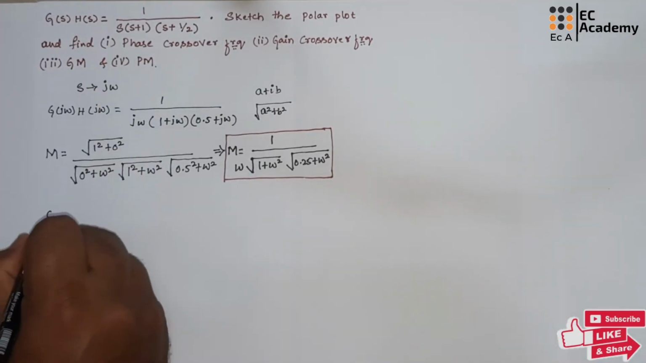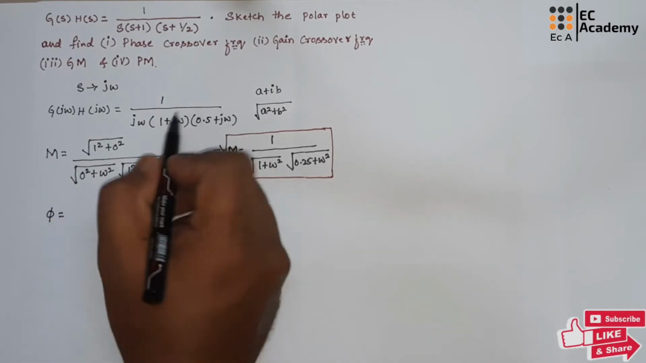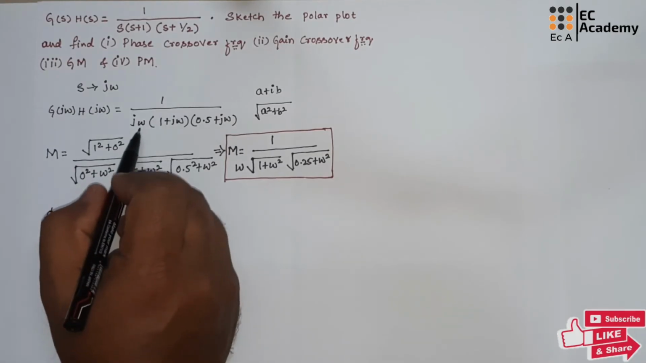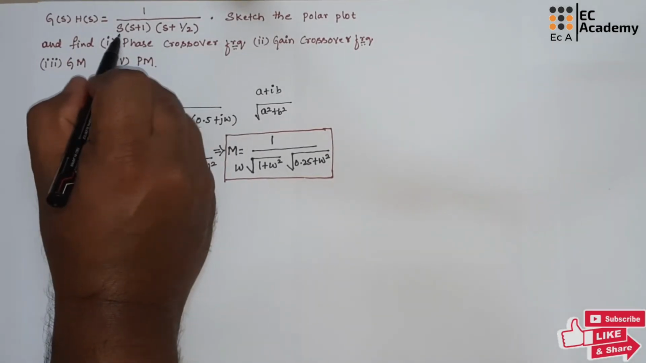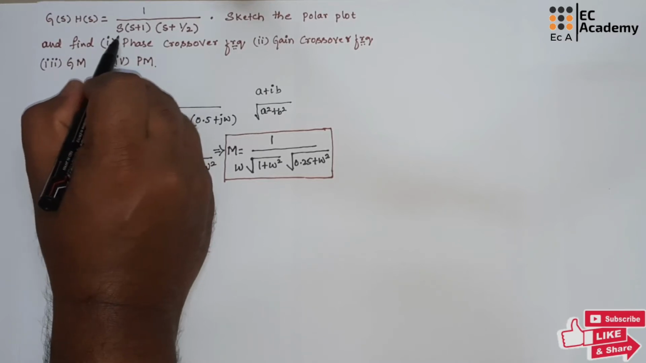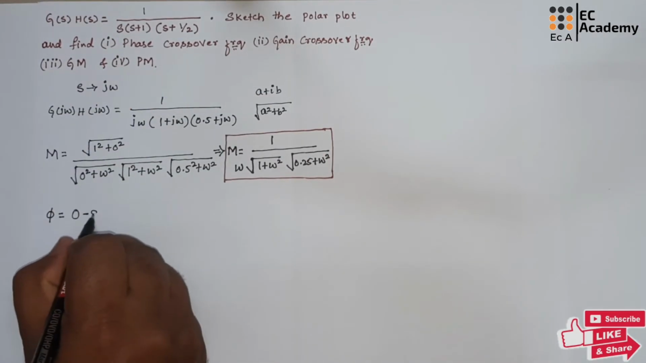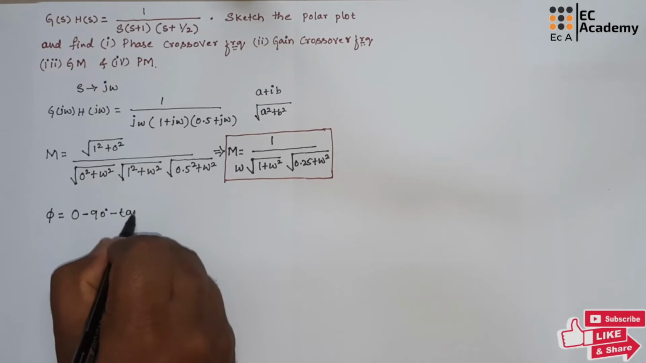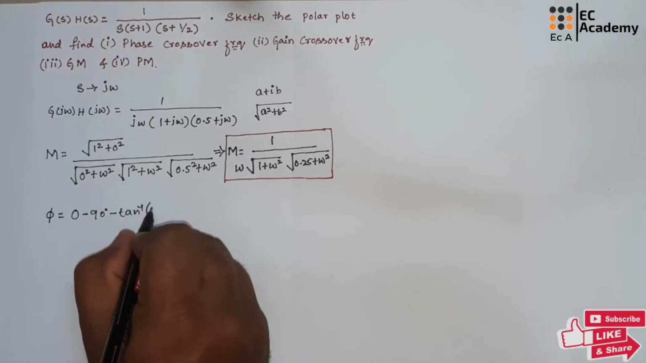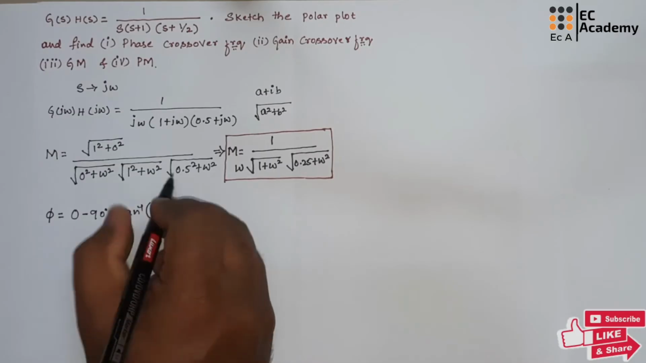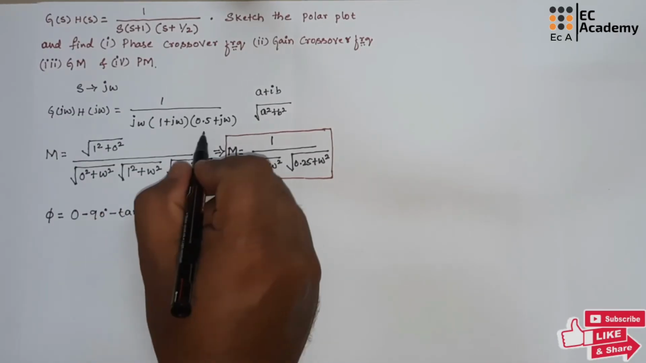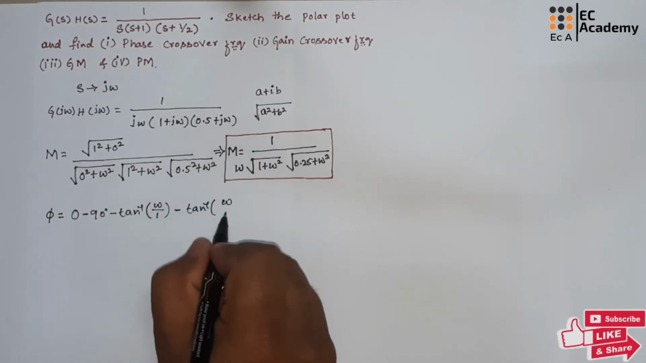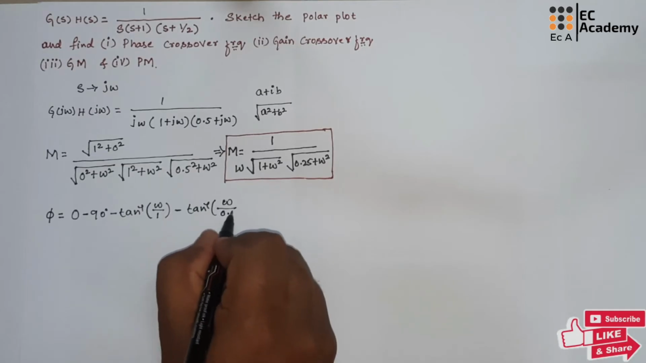Now let us find the phase. To find the phase, in the numerator we don't have any s term, so it will be 0. In the denominator, if you observe, we have an s term here, which means one pole is at the origin, that's why we will get minus 90 degree. For the second term, we can write minus tan inverse of the imaginary part omega divided by the real part 1, and for the third term minus tan inverse of omega, the imaginary part, divided by the real part 0.5.